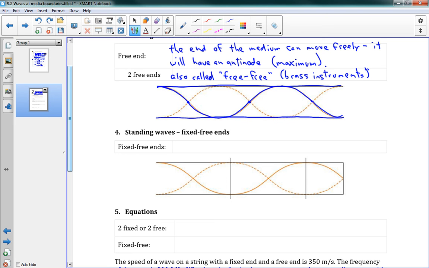So this is what happens in our brass instruments and other things that have two free ends. You see that we have an antinode at the end here, and an antinode at the end here. And then it can have some number of nodes in between the two ends. And again, this one here that we've drawn has 1, 2, 3 nodes in between. So that has 3 nodes.